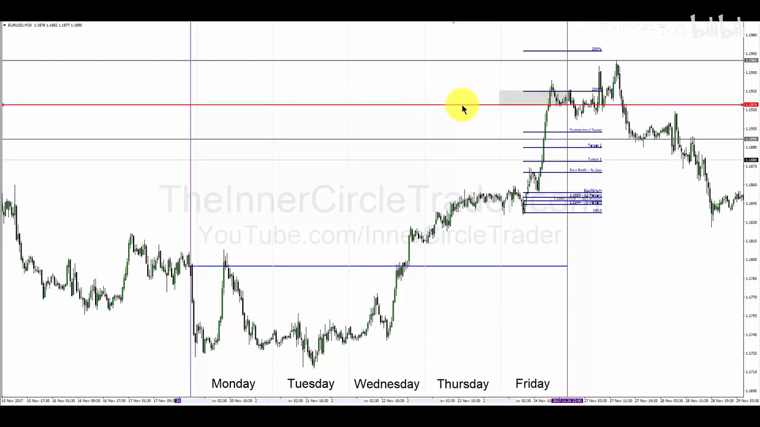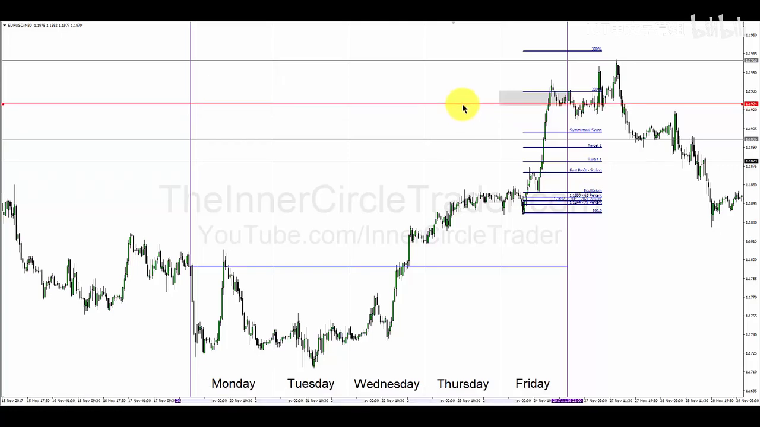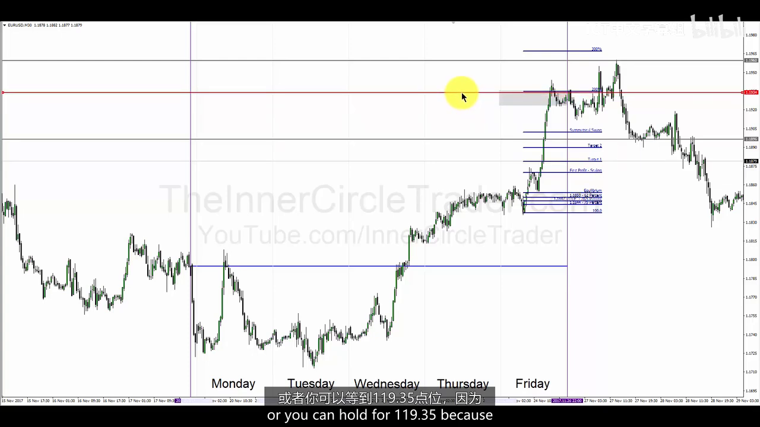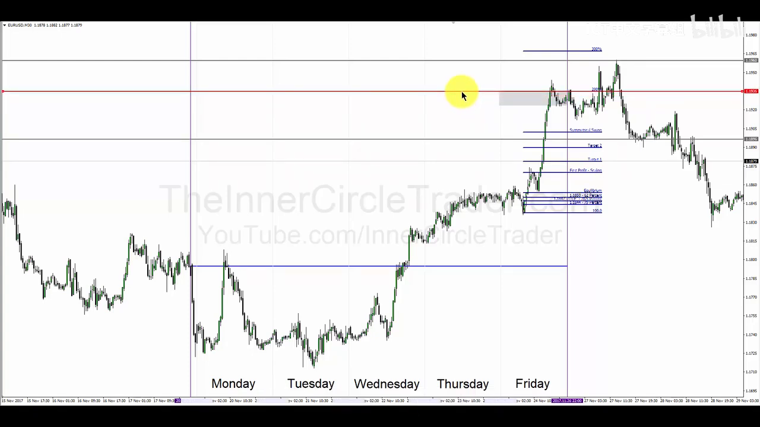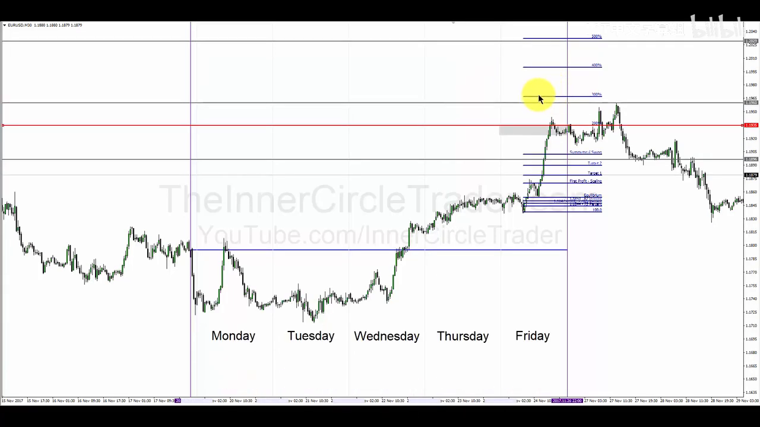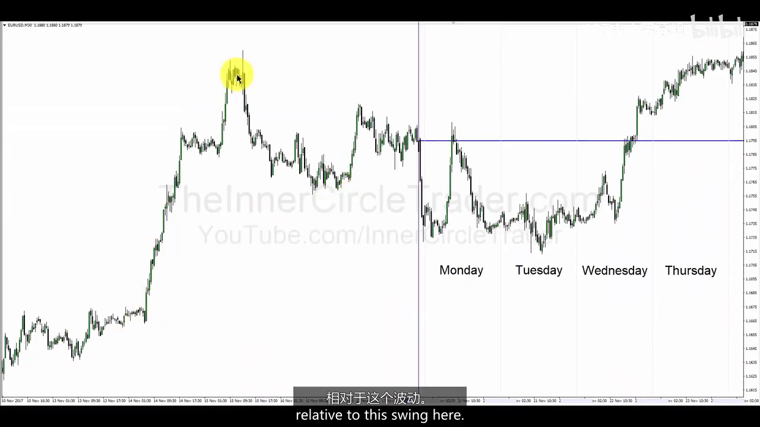And here's your choices. You can be conservative and get out at the 20 institutional level right before all those confluences agreed. You can get at 119.25. You can get at 119.30, round number, or you can hold for 119.35 because there are 5 levels, 0 levels, and obviously the 119.20 is institutional level, waiting for the confluence of target 2. So this is target 2 on that price swing we had relative to this swing here.